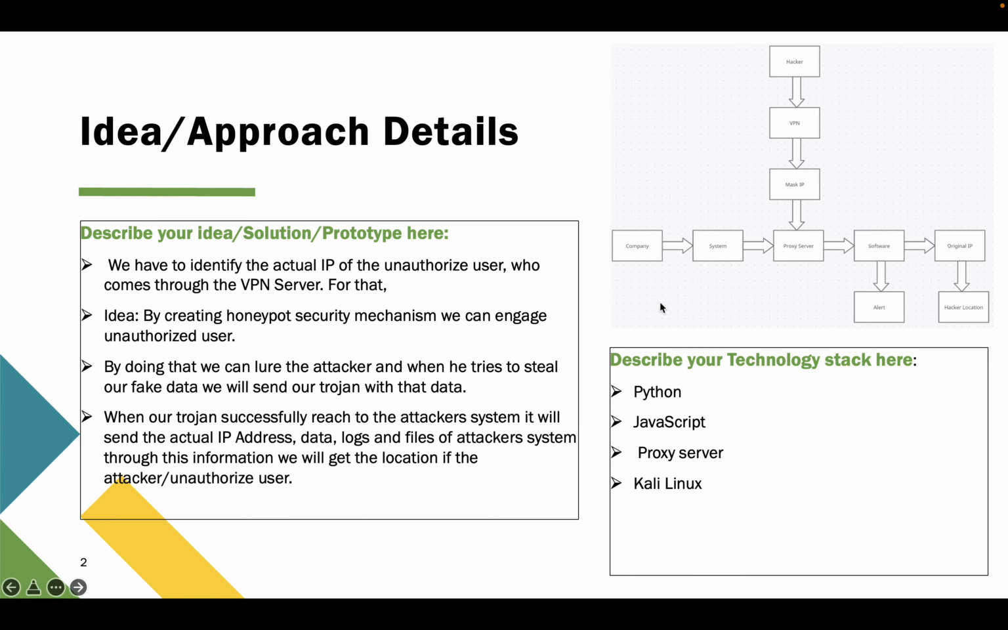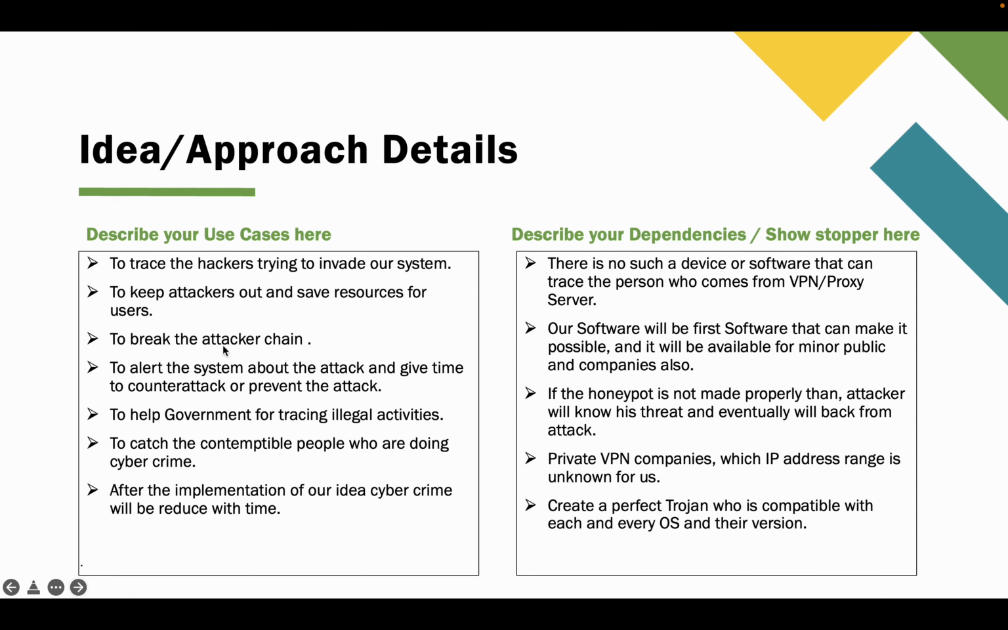location. So what are the technologies that we are going to use in this prototype? First, Python, JavaScript, a proxy server, and Kali Linux. Next, use cases. Simply, we want to trace the hacker who wants to invade our system. There are also many similar use cases for our system, which will help the government stop illegal activities. We can trace many attackers and also break the chain of attackers. So there are many use cases of our prototype.